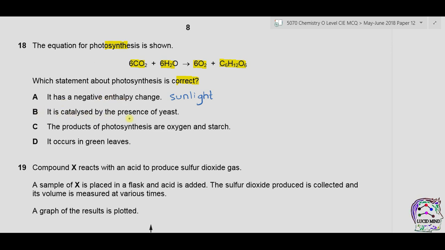Part B, it is catalyzed by the presence of yeast. Now yeast is not used as a catalyst in photosynthesis, actually chlorophyll is used, which is present in green pigments of plants. Part C, the products of photosynthesis are oxygen and starch. We have the product which is oxygen and this is glucose, it is not starch. Last one, it occurs in green leaves, and this is true because chlorophyll is present in green parts of plants, which is leaves and stems. Correct answer is therefore D.